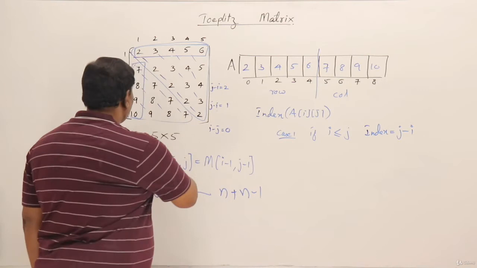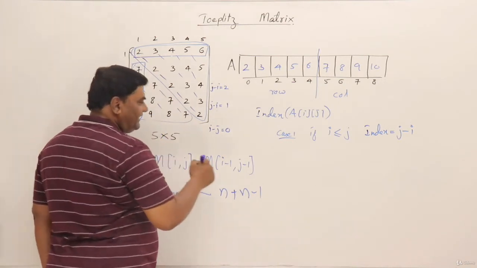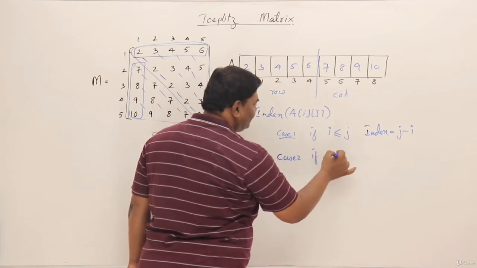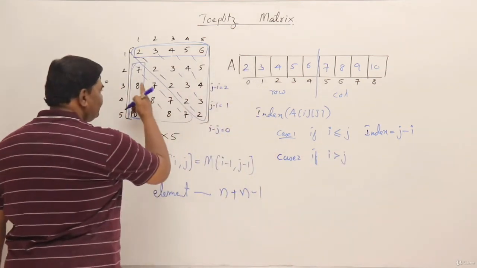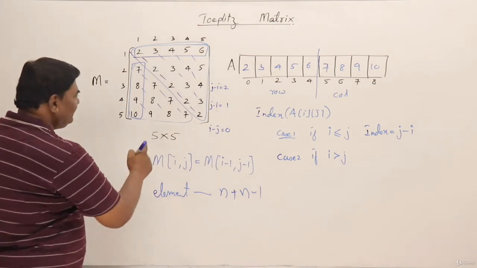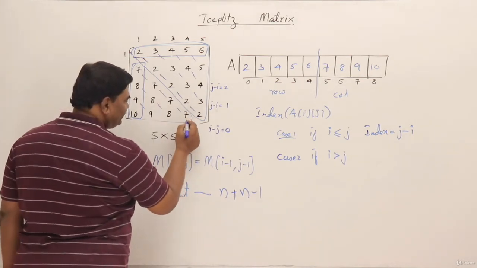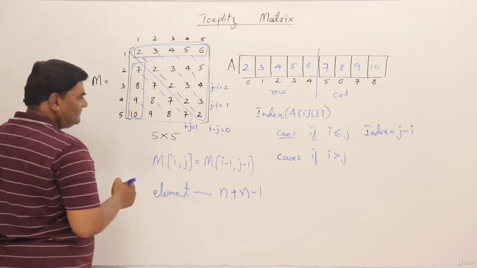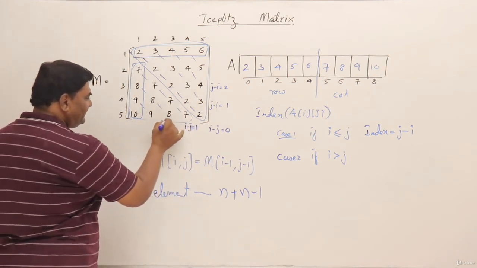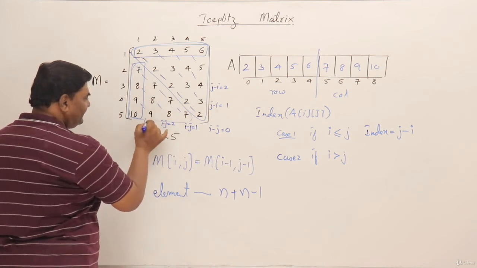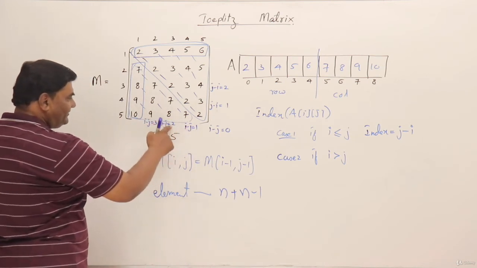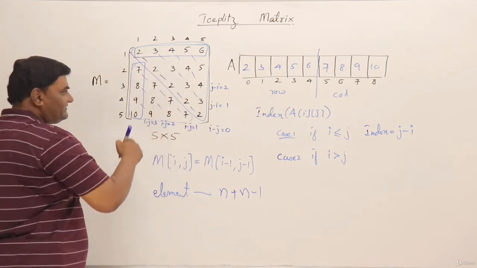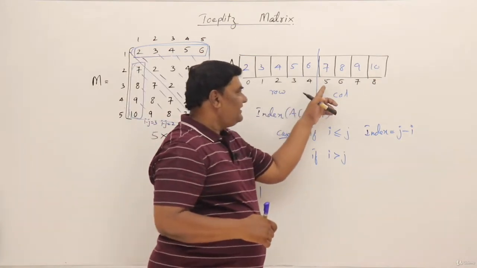Then the second case: what about the elements that are in the lower triangle? Case 2, if i is greater than j. If I want this element 7 and I do i minus j, this is 1. Here i minus j is 2, and here i minus j is 3. The elements of this diagonal are 1, this diagonal is 2, this diagonal is 3. Now let us observe where it is, starting from 5.